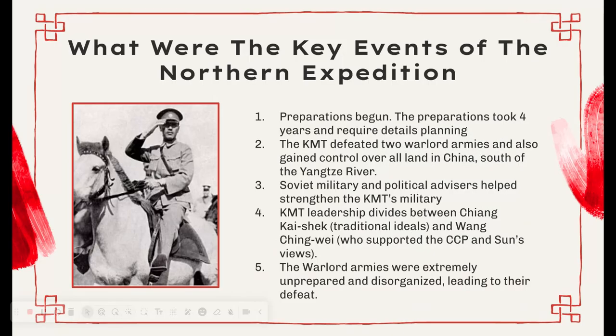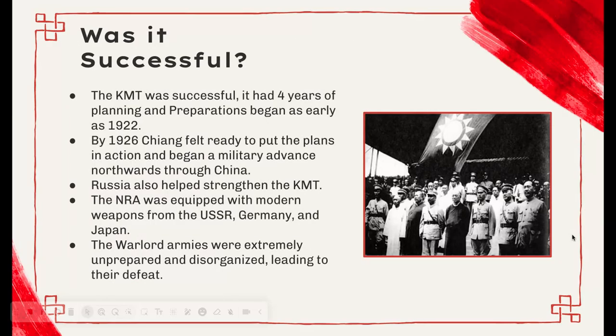The Soviet military and political advisors helped strengthen the KMT's military. The KMT leadership divided between Chiang Kai-shek, who supported traditional ideals, and Wang Jingwei, who supported the CCP, but also Sun's views. The warlord armies were extremely unprepared and disorganized and weren't expecting this, so it led to their defeat. Now, it was successful because it had 4 years of planning and preparations.